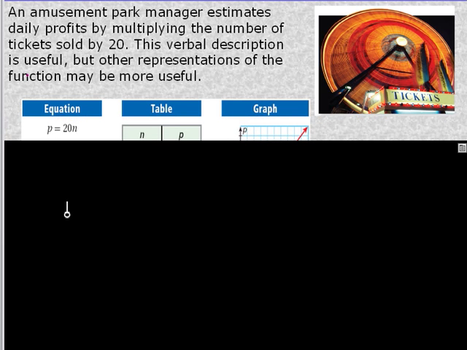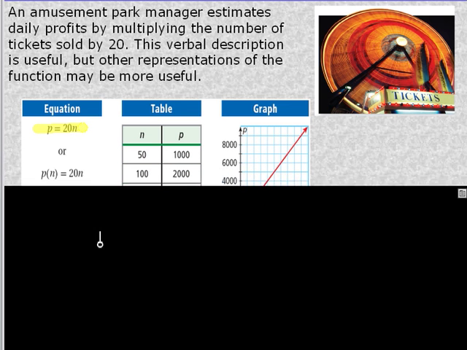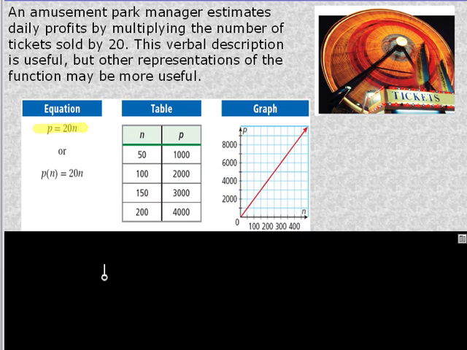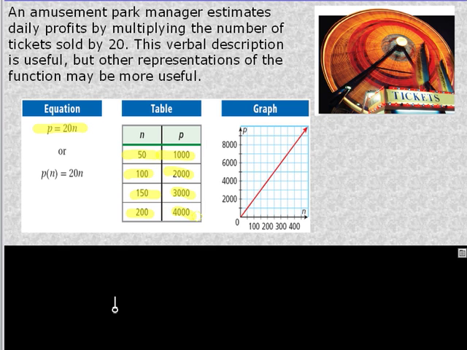So for the equation, his profit is 20 times the number of tickets, so that's a simple equation for him to write. Then this is useful. He can figure out his profit for any number of tickets that he wants. Or if he has common attendances, or numbers of tickets that he sells, he can make a table with the number of tickets and the associated profit he would make with each of these. And then lastly, there's a graph.